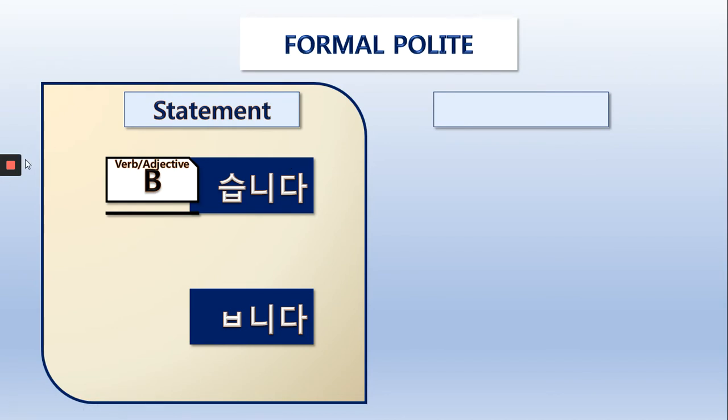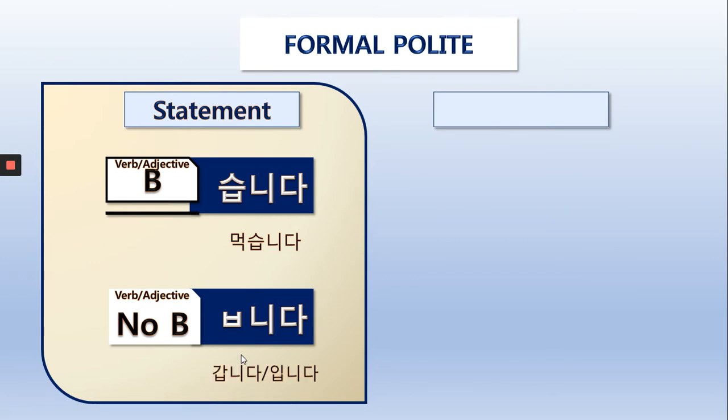When the root verb or root adjective has 받침, we put 습니다. And with no 받침, ㅂ니다. So for example, 먹다, to eat. 먹 has 받침, so 먹습니다. And like go, 가, no 받침, so 가 plus ㅂ니다, 갑니다. Or 저는 한국 사람입니다. 이 has no 받침, so 이 plus ㅂ니다, 입니다.